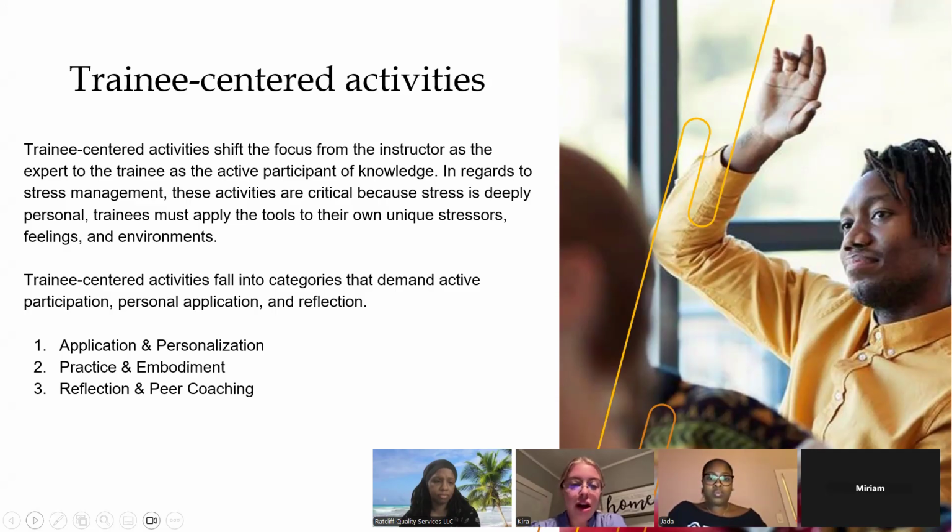Trainee-centered activities fall into categories that demand active participation, personal application, and reflection. So number one, application and personalization. Two, practice and embodiment. Three, reflection and peer coaching. Next slide.